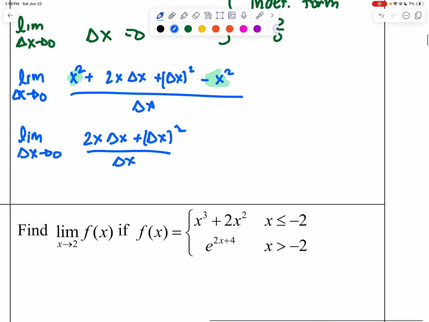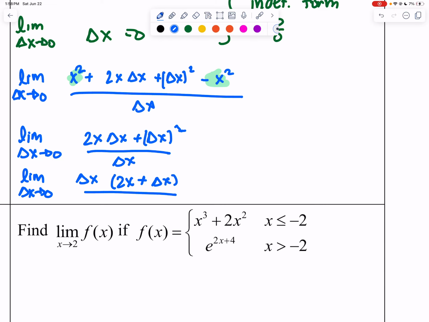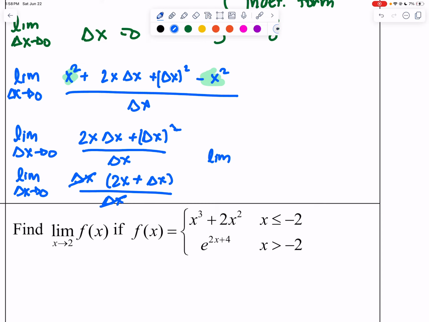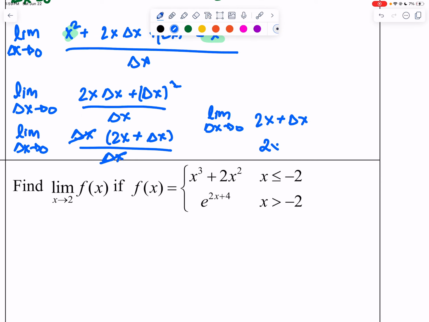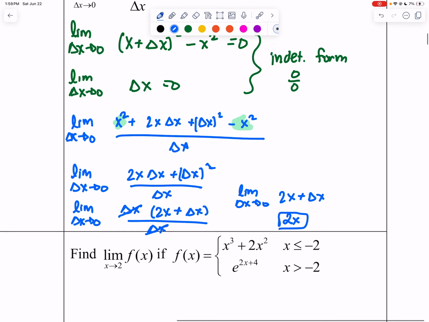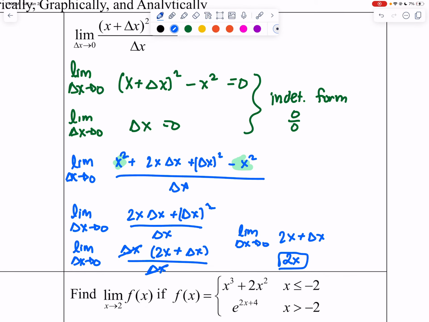I could probably factor out a delta x. So now I have the limit as delta x approaches 0 of delta x times (2x plus delta x) over delta x. That cancels out. So now I have the limit as delta x approaches 0 of 2x plus delta x. And then if I were to use direct substitution for delta x approaching 0, I'm just left with 2x as my answer. So that's just me expanding for this one right here.